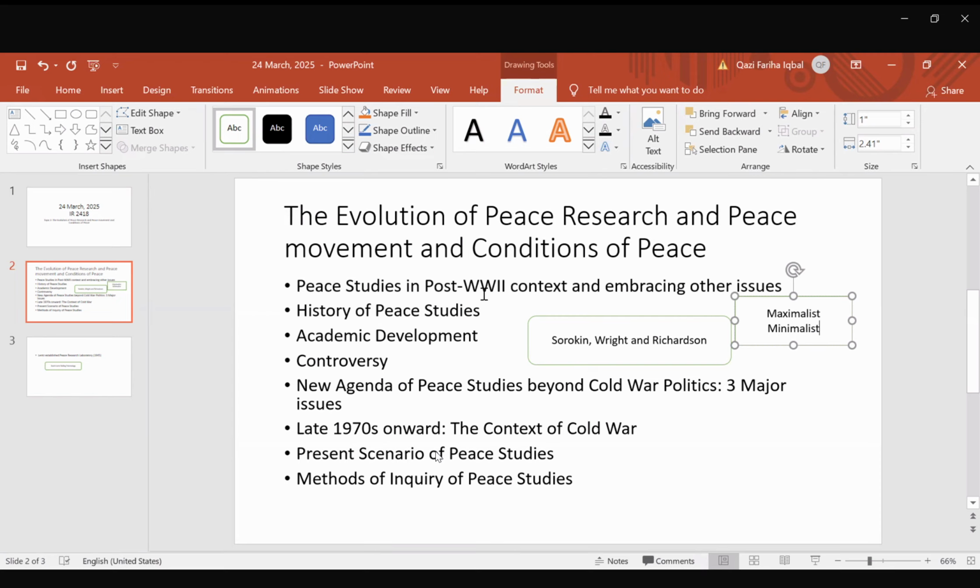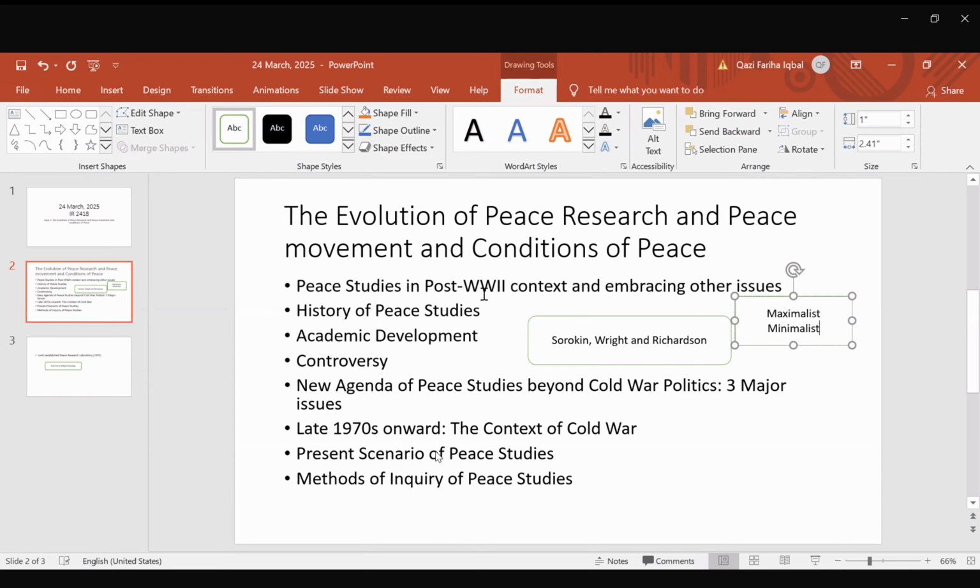In the present scenario, if we look into the focal areas of peace research, what sort of issues are basically the current interest of peace studies? There are 7 issues, so I will request you all to write them down. The 7 focal areas of peace studies in our current scenario.